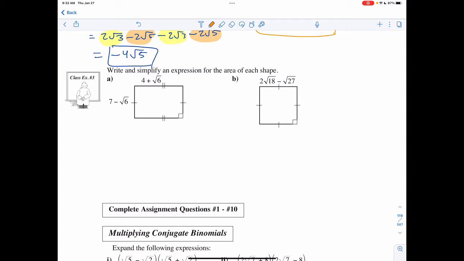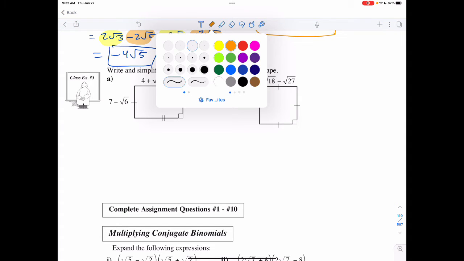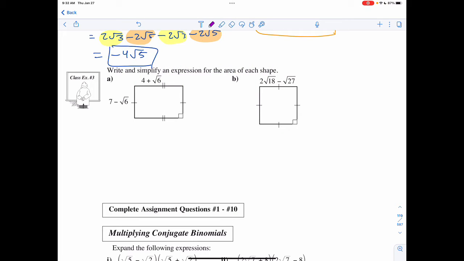If I'm doing areas of shapes, this is very popular for the questions, then it's just going to be my length multiplied by my width. So the area would equal 4 plus root 6 times 7 minus root 6.